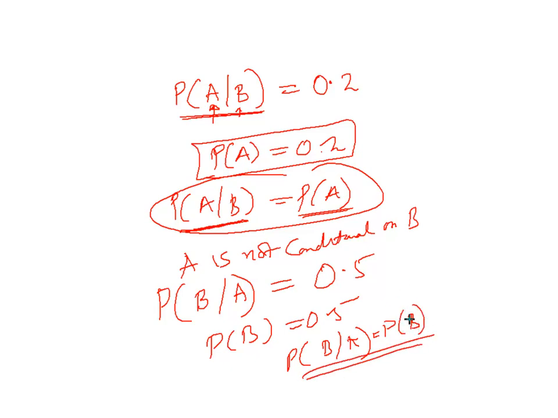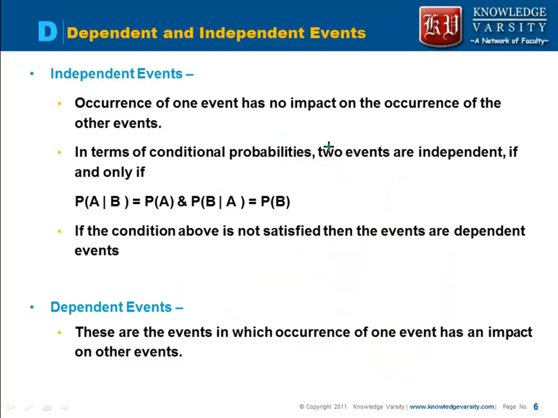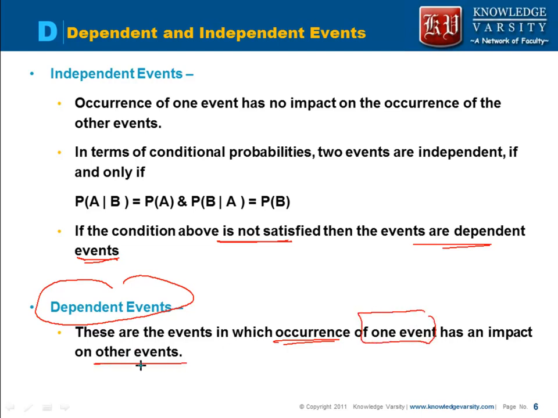Now you can say that it does not matter whether A occurs or not, it does not impact B. It does not matter whether B occurs or not, it does not have impact on A. So if these two conditions are true, then only we can say that two events are independent events. Otherwise we will not be able to say that two events are independent events. So if the above conditions are not satisfied, then the events are dependent events. What is a dependent event? Dependent events are those events wherein occurrence of one event has an impact on other event.